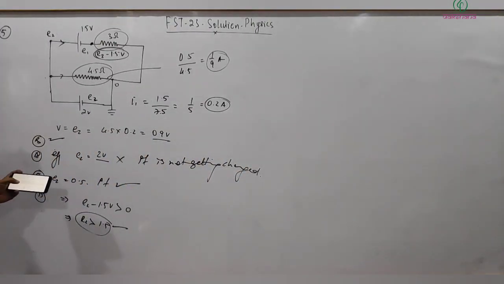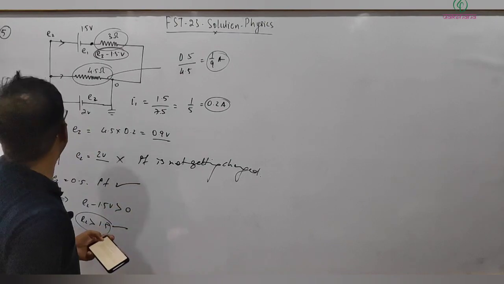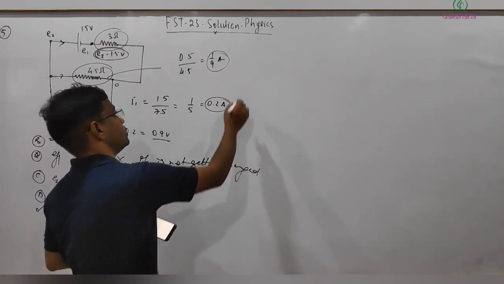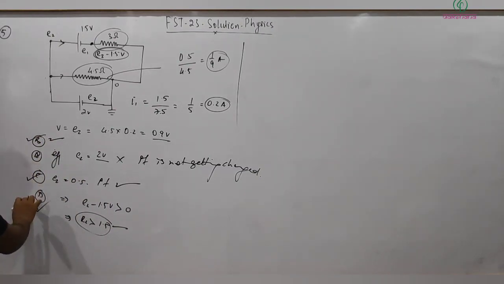Maybe, because it's saying maybe charged, that's correct actually. So if E2 is increased keeping the same polarity, E1 may be charged, that's correct. So that is question number 5. B, A is not right, C and D.